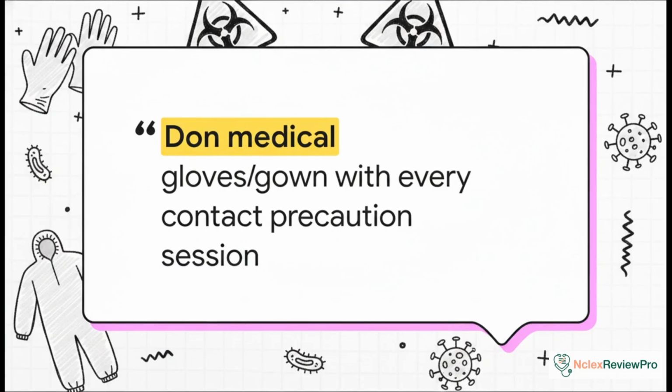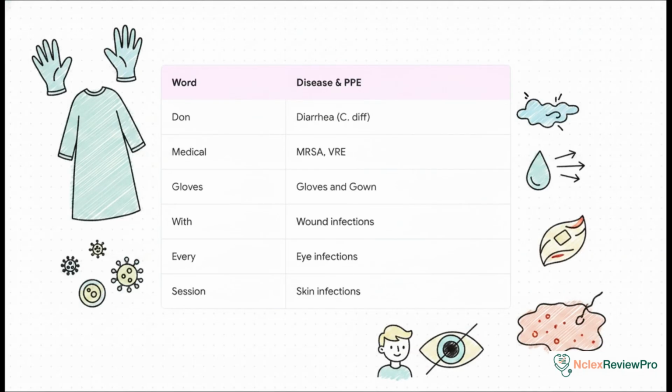The phrase is way more straightforward. Don medical gloves and gown with every contact precaution session. It literally tells you the exact protective gear to wear right there in the sentence, while holding the keys to the pathogens you're going to encounter. You definitely know the drill here. Anytime you're dealing with diarrhea, like C. diff, drug-resistant bugs like MRSA or VRE, or a wound with excessive drainage, you fall right into this category.